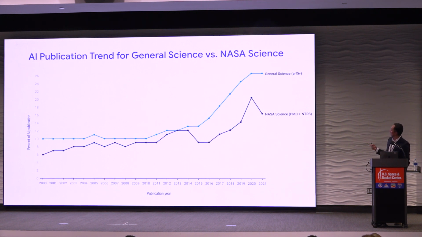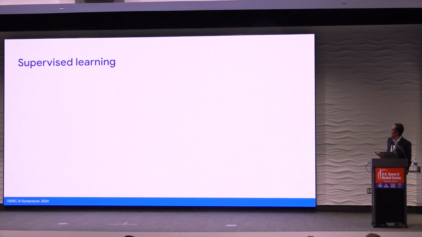Now, if you compare that with NASA science, there is a general upward trend as well. It's slightly lagging behind, but the overall trend is good. I don't know what happened at the dip here, maybe COVID, I don't know. When we look a little deeper, much of the progress or publication has been in supervised learning algorithms.